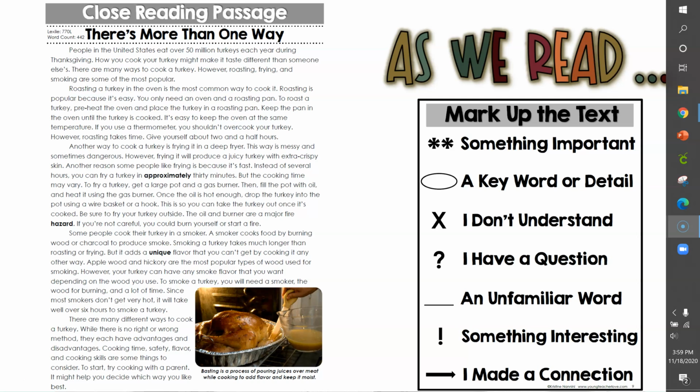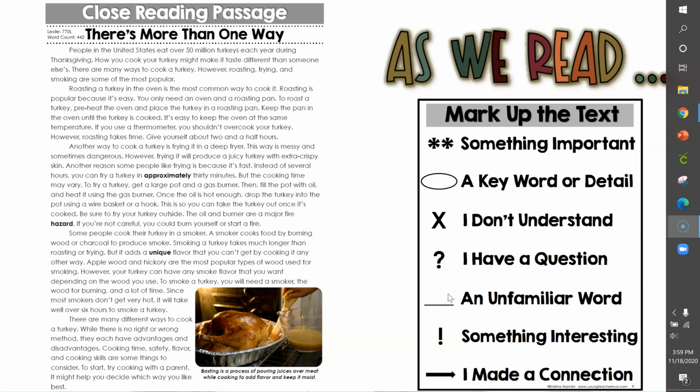Let's take a look at our text, titled, There's More Than One Way. But before I read, I want to draw your attention to some thinking marks that we can use. Good readers mark up the text to help deepen their understanding and to prompt them to think deeper about the text. Maybe you'll come across something super important that you should star, or even circle because it's a key word or detail. Maybe there's something you don't understand and might need to put an X near it because you don't understand it, or a question mark because you want to ask something about it.